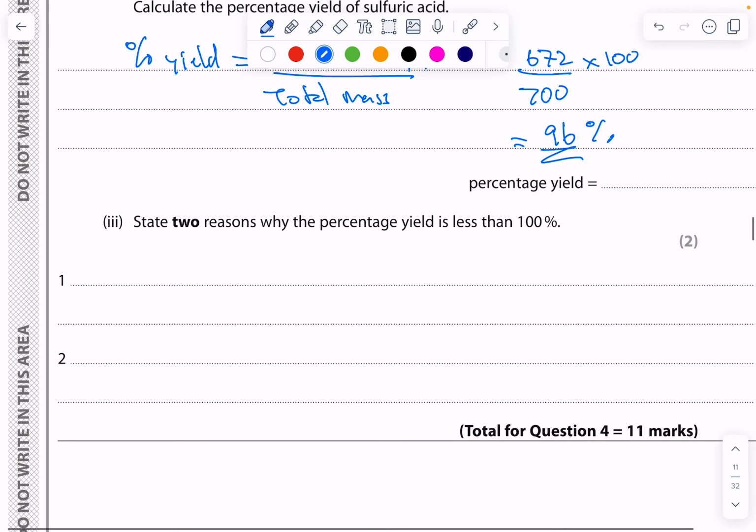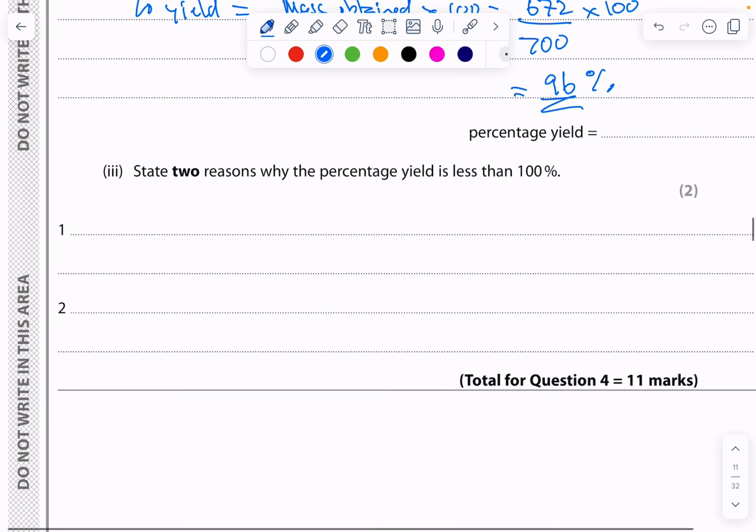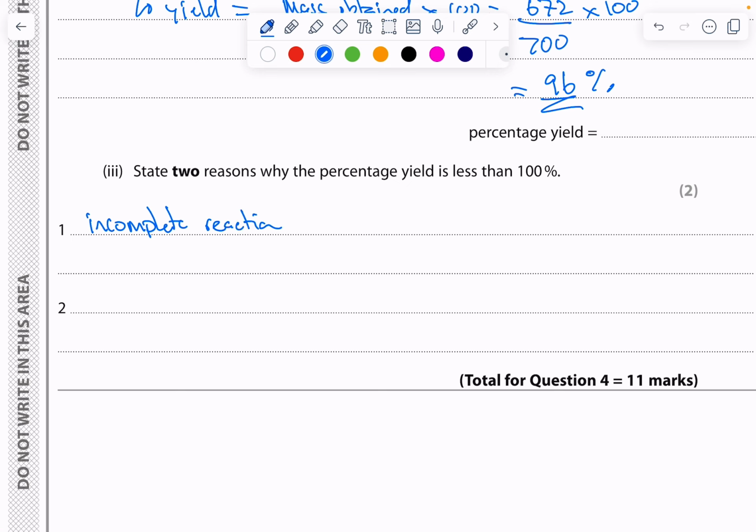Okay. Two reasons why it's less. So there are three reasons why it's less, and it's worth just going through all three. So we're going to add three here just to remind you. So the first one is that the reaction is incomplete. So an incomplete reaction would be the first reason it would be less.